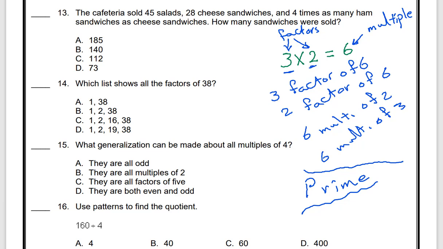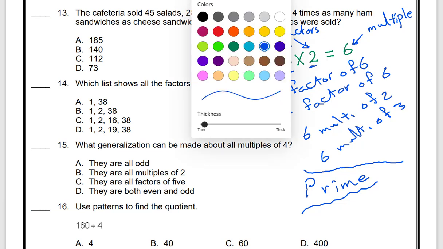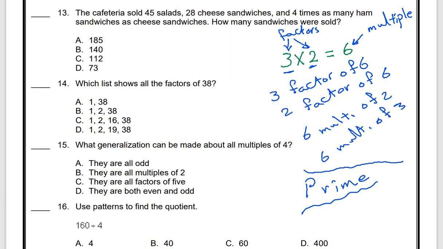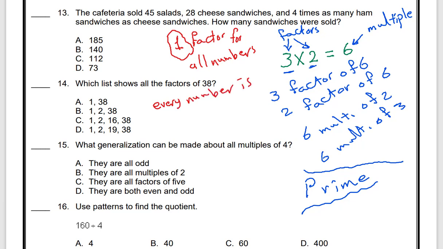Okay, so let's go ahead and start with the prime numbers. Before I tell you the meaning, I'm reminding you of something. Remember that 1 is a factor for all numbers. Why is that? Because 1 times any number gives the same number. So every number has 1 as a factor. And also every number is a factor for itself.